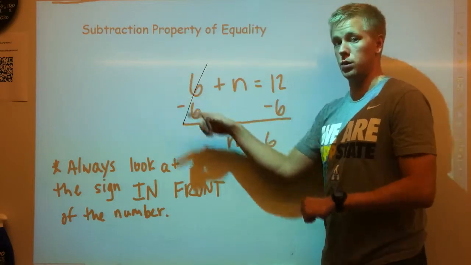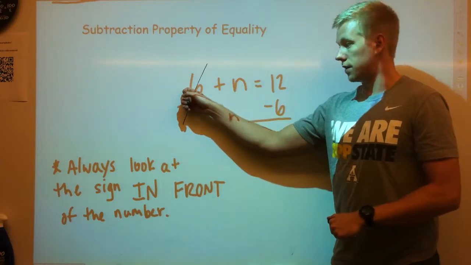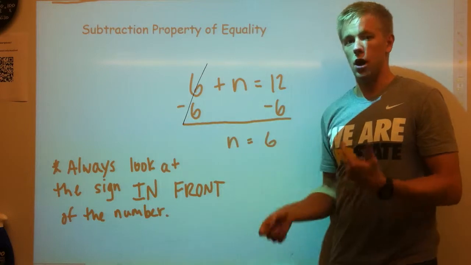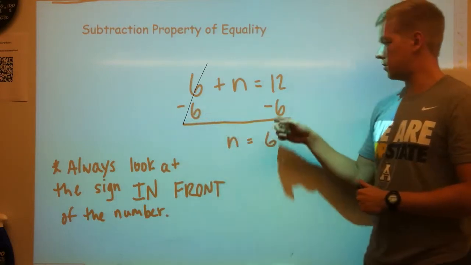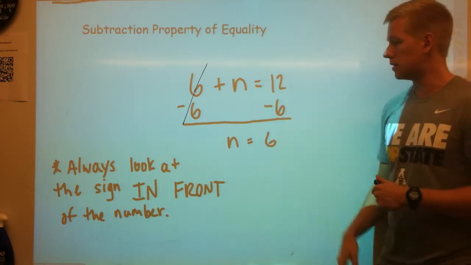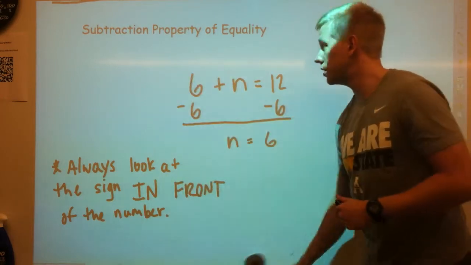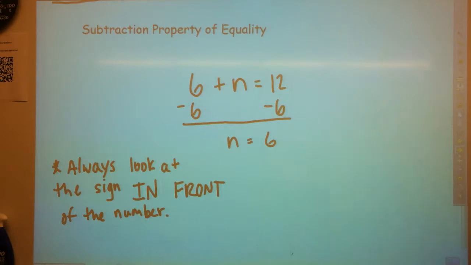Remember the previous slide, we just talked about inverse. The inverse of a positive is a negative. They're opposites. So we take the opposite here, and what we do on one side, we must do on the other. So 12 minus 6 is 6. That is subtraction.